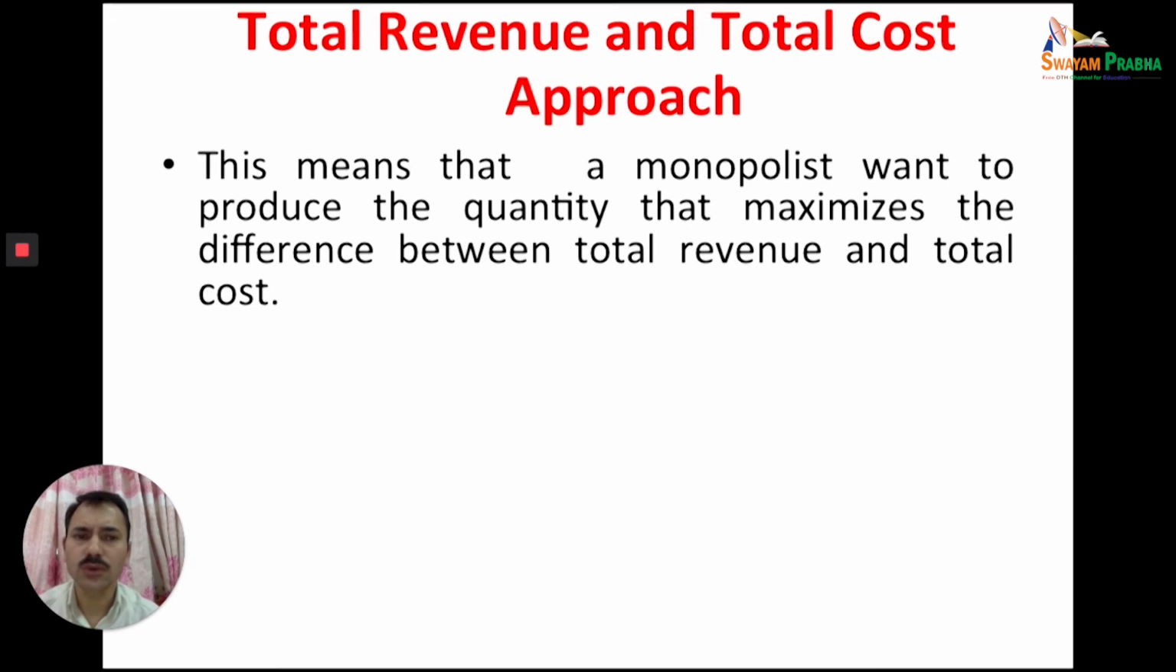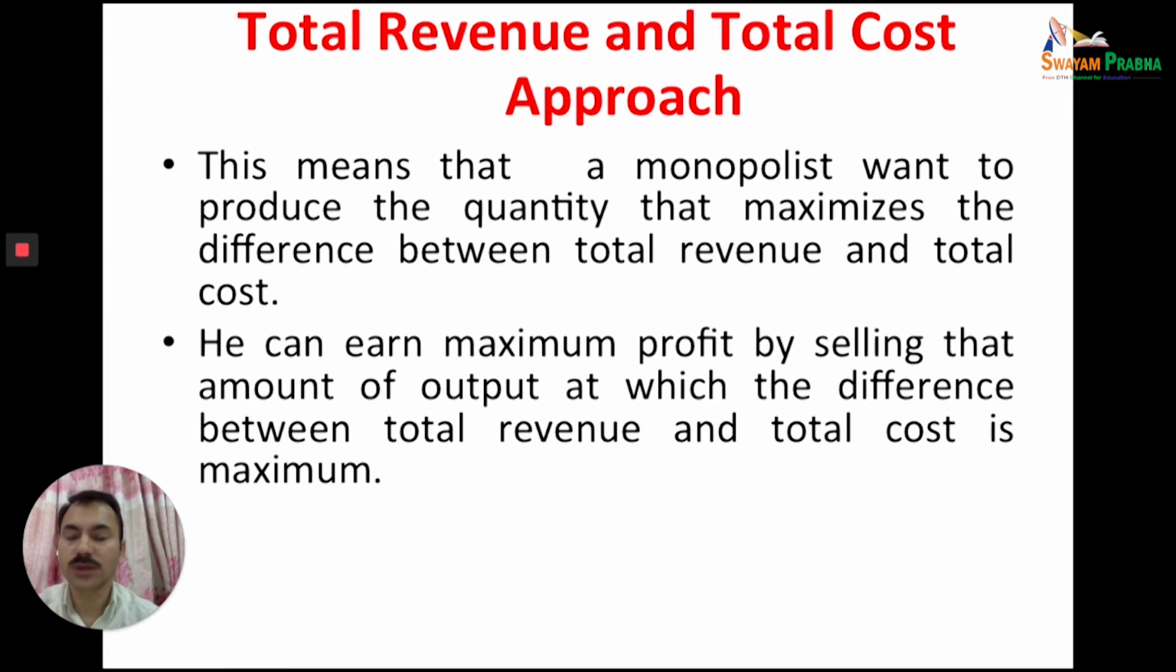Total revenue, total cost approach. This means that if a monopolist wants to produce the quantity that maximizes the difference between total revenue and total cost, the profit is the difference between total revenue and total cost. More revenue, less cost, definitely there will be profit, and the firm has only one motive, that is to maximize profit. The monopolist can earn maximum profit by selling that amount of output at which the difference between total revenue and total cost is maximum.